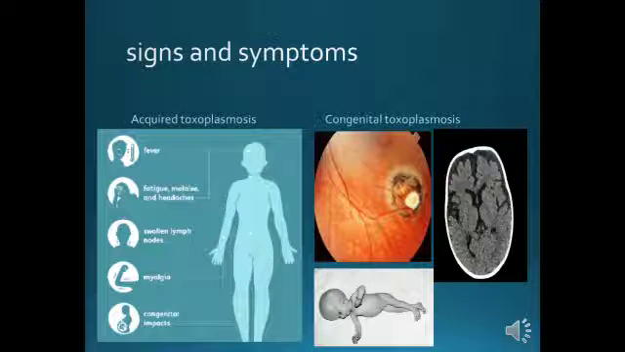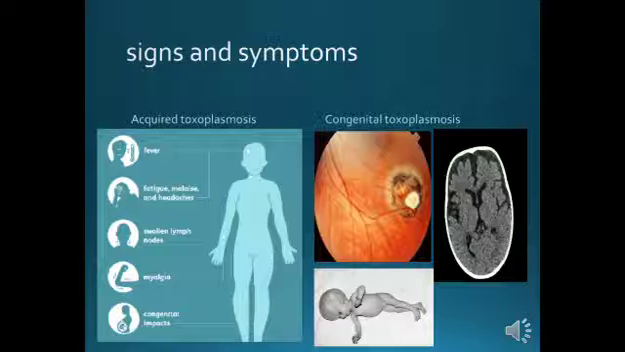Toxoplasmosis is of two types in humans: acquired toxoplasmosis and congenital toxoplasmosis. Acquired toxoplasmosis is mostly asymptomatic and can persist for a lifetime. It can be symptomatic in some cases. The symptoms include fever, fatigue, myalgia, headache, swollen lymph nodes, and congenital impacts.